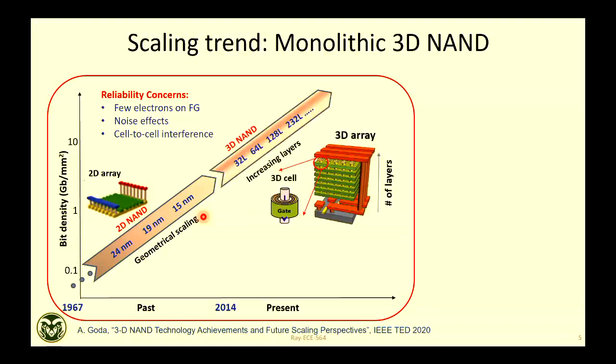And that's where this transition happened from 2D to 3D, because scaling 2D further was near impossible because of all those reliability concerns, right? It was susceptible to noise. A little bit of electron trapping and detrapping will cause a lot of threshold voltage fluctuation, so you can have errors, right? So then the industry transitioned to 3D. This is what the 2D array looks like. This is what the 3D array looks like.